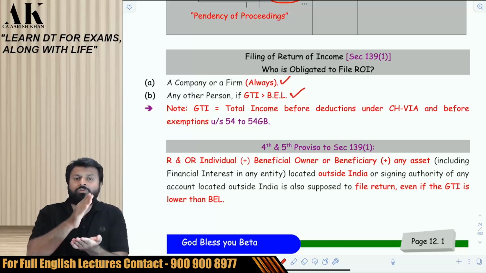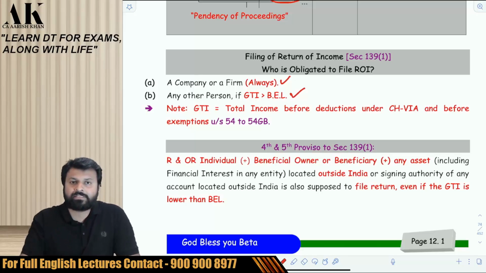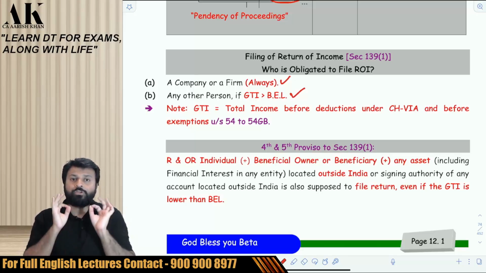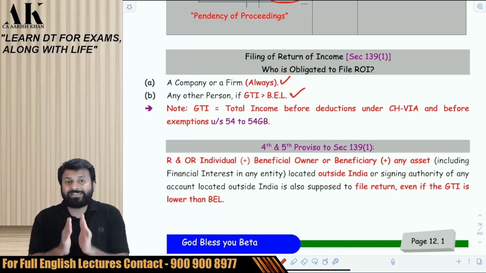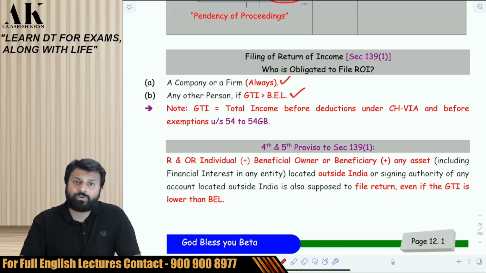You have to add two things to your gross total income and then see whether it exceeds the basic exemption limit or not. Now, what are those two things? First is the deductions under Chapter 6A. You have to see the gross total income before the deductions under Chapter 6A. And secondly, you have to see the gross total income before the exemptions under the series of Section 54, which are applicable to capital gains assessee.